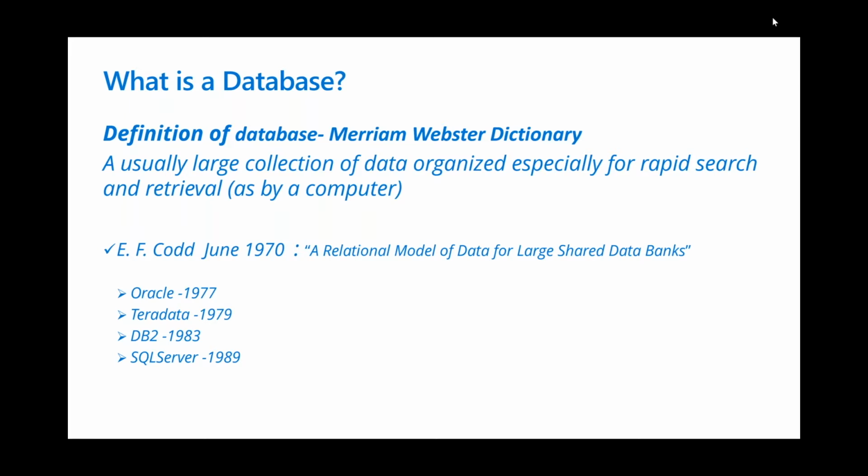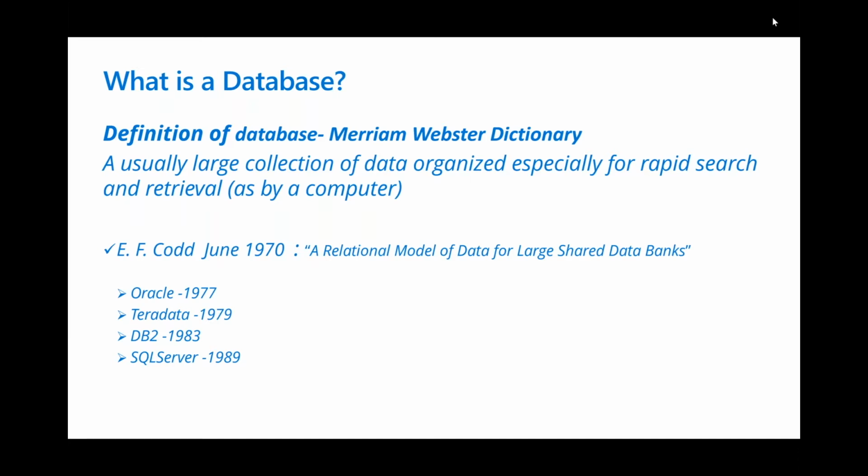Some concepts from that white paper were taken by Larry Ellison, and he built a database, Oracle, which was released in 1977. And that set the foundation for subsequent databases released by other companies. Teradata came up with their database in 1979. IBM came up with their DB2 in 1983. And Microsoft came up with SQL Server in 1989.